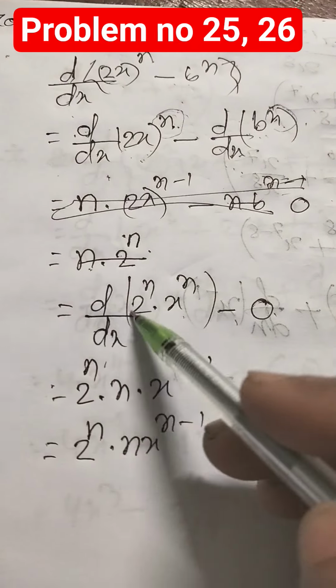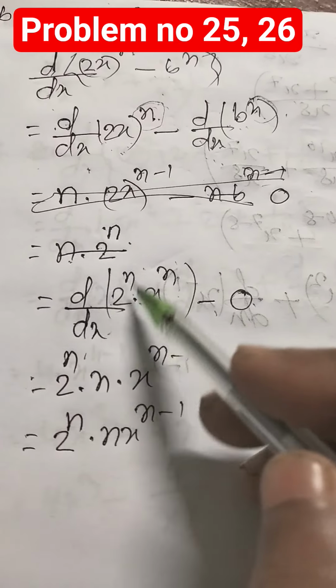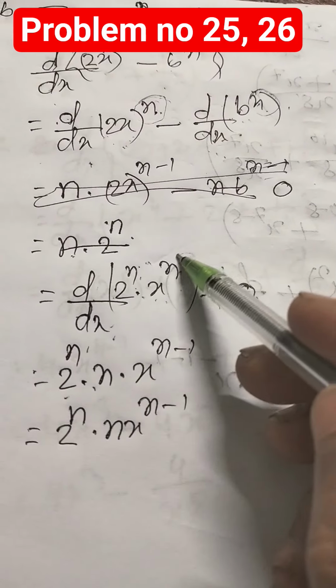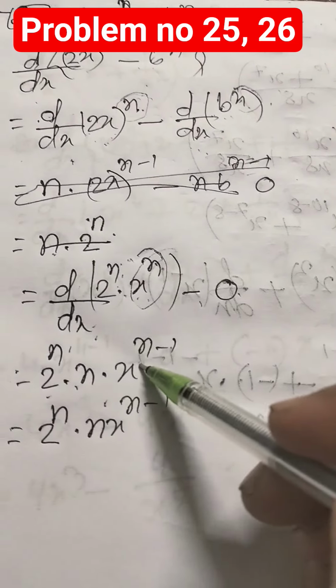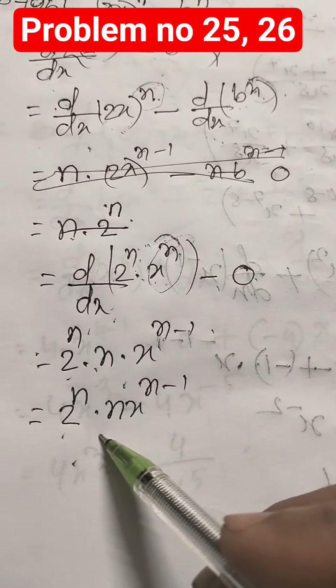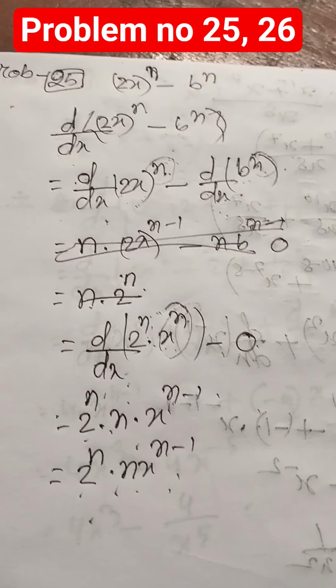Now 2 to the power n into x to the power n. Therefore 2 to the power n is constant with respect to x, so 2 to the power n into the differentiation of x to the power n, which is n into x to the power n minus 1. So the answer is 2 to the power n into n x to the power n minus 1.